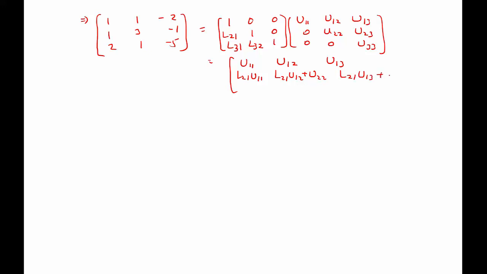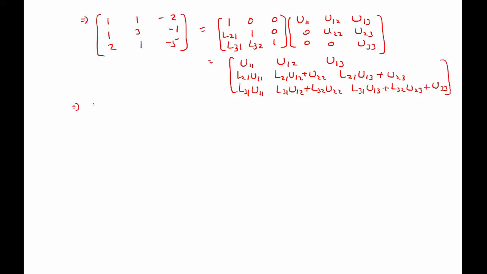Second row into third column, L21 U13 plus U23. Next, third row into first column, L31 U11; third row into second column, L31 U12 plus L32 U22; third row into third column, L31 U13 plus L32 U23 plus U33. So two matrices are equal means corresponding elements are equal.